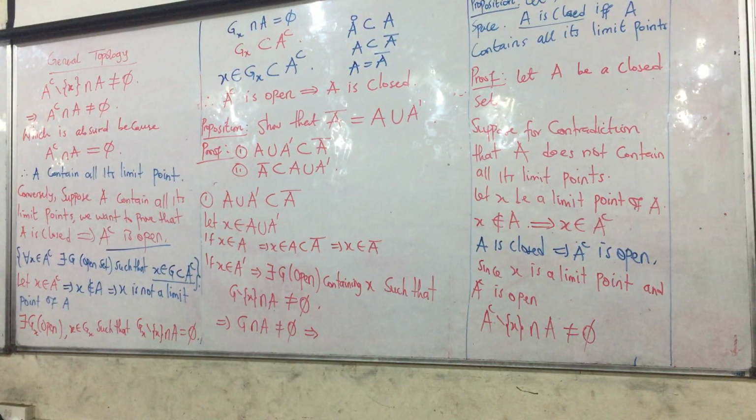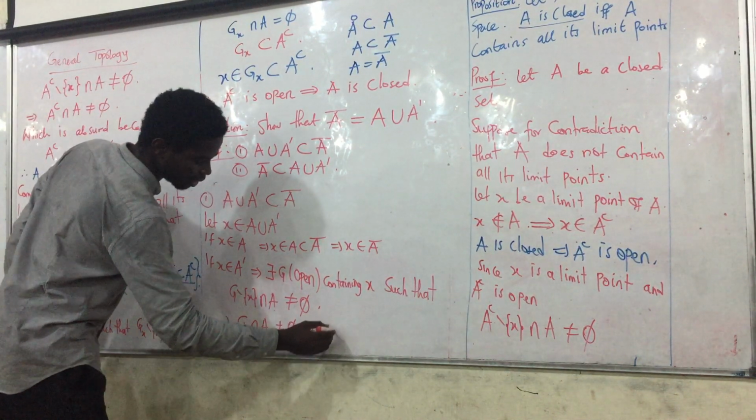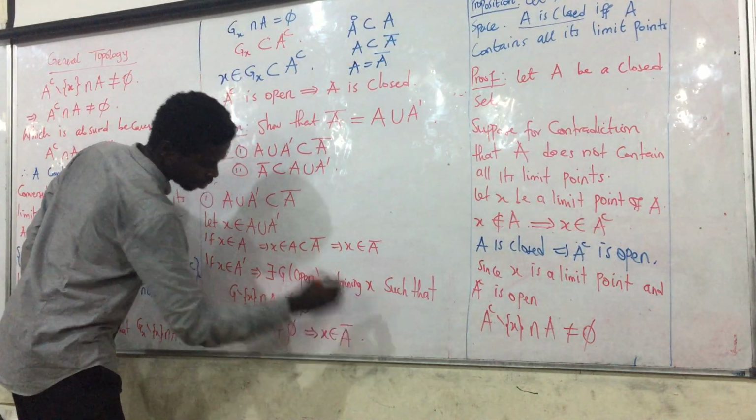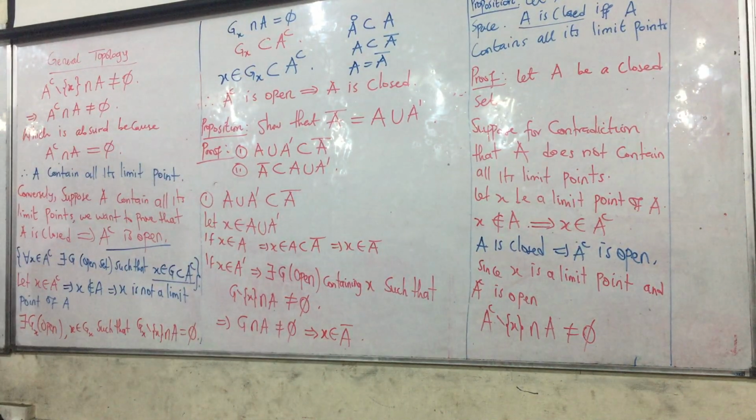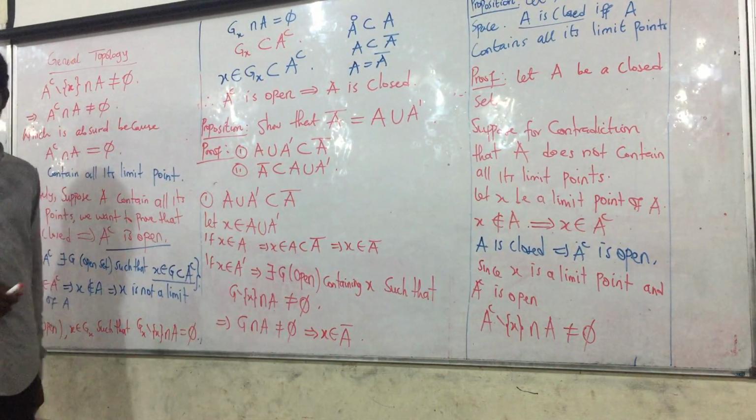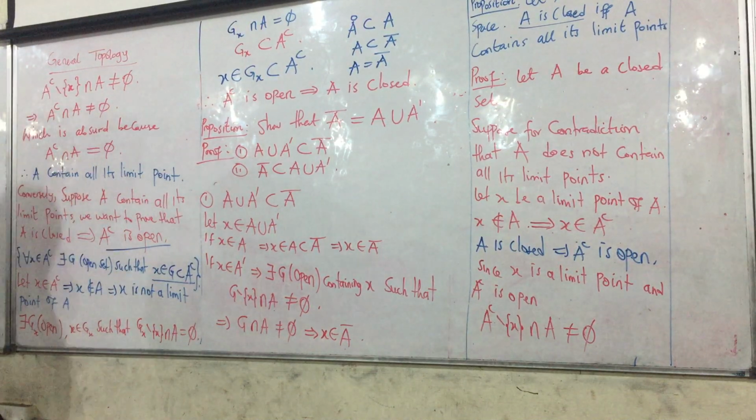It's not empty. It means that S belongs to the closure because it's not empty. Yeah. G minus the X and then A is not empty. Then I think A is not empty.